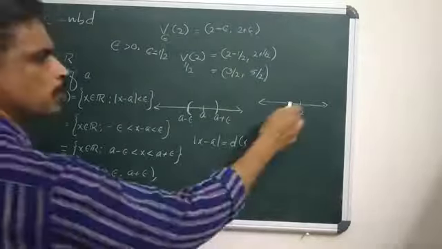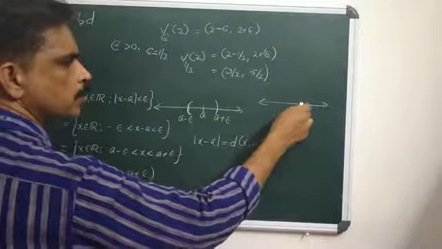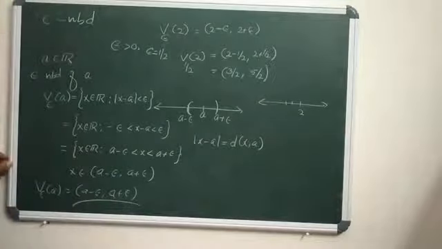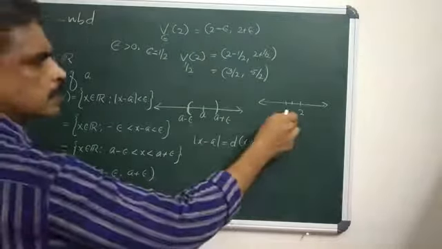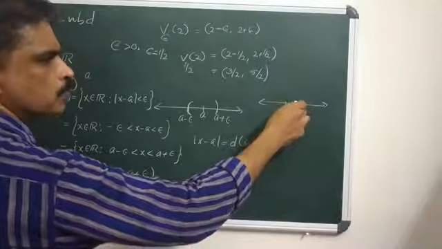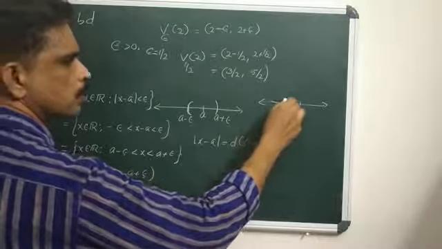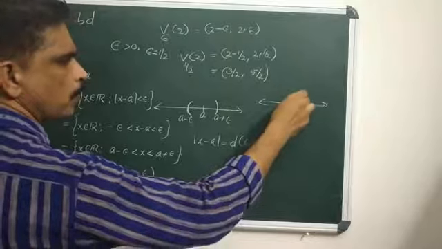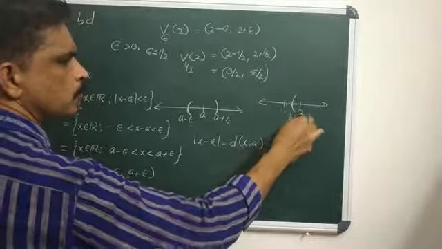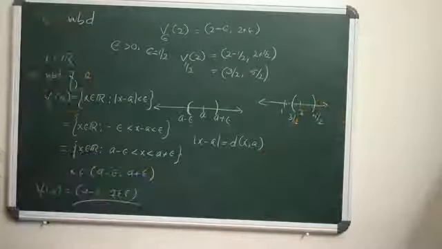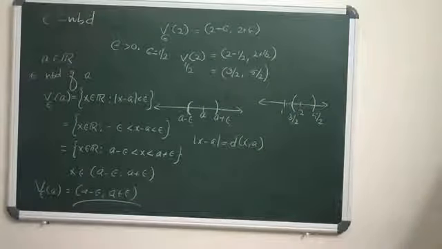The 1 by 2 neighborhood of 2 is, suppose this is 2 and here it is 1, here it is 0. Okay, then it is 3 by 2, 3 by 2 means 1.5. So here it is, suppose this is 1, so this is 1.5. So this is 3 by 2 and it is 5 by 2. Okay, so this is the 1 by 2 neighborhood of 2. So this is a crucial point.